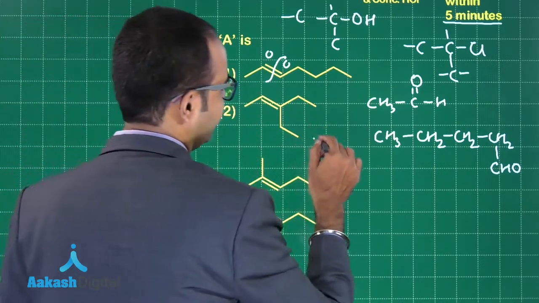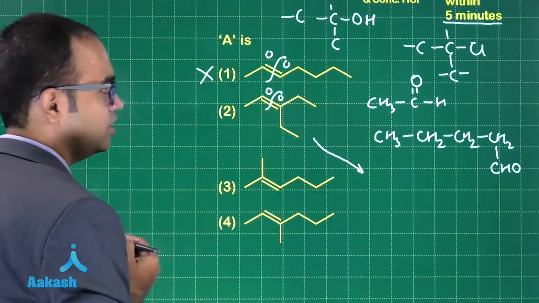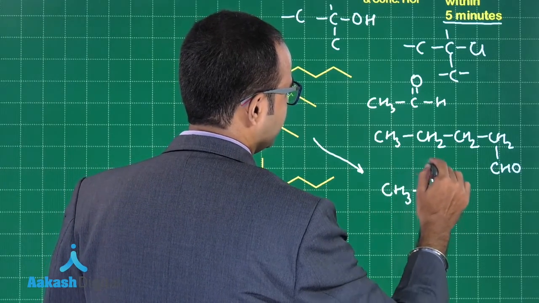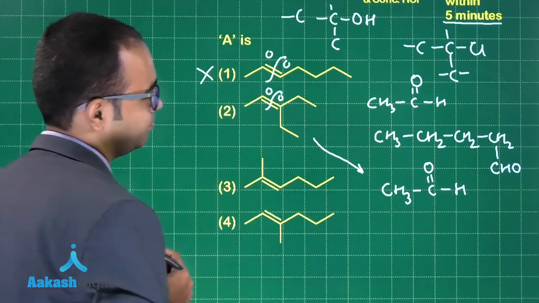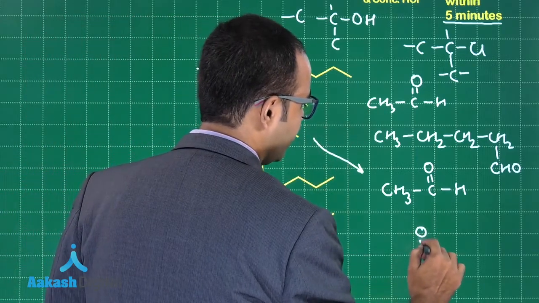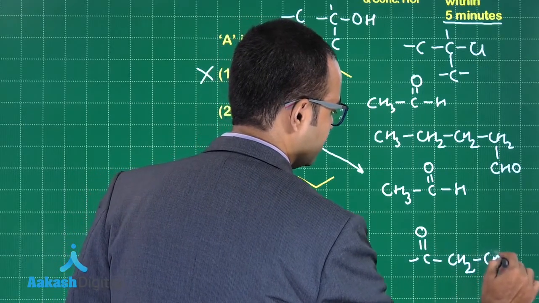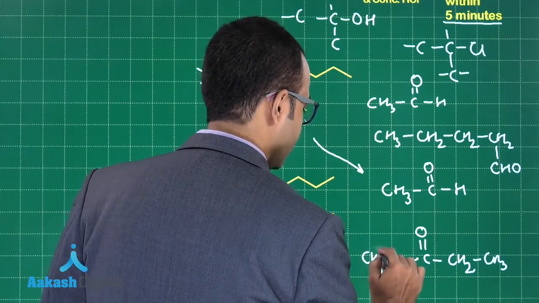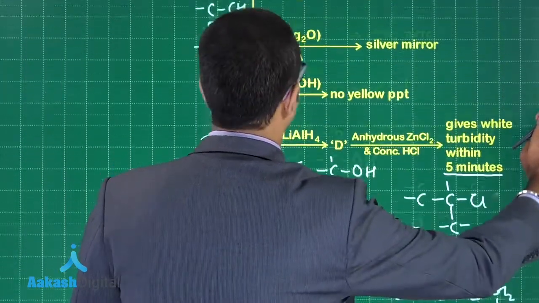Okay. Let us look at the second one. Break the double bond, put oxygens. What do I get? CH3C=OH. Okay. So this is correct. Let us look at the other part of this. The other part is giving you CH2, CH3, CH2 and CH3.